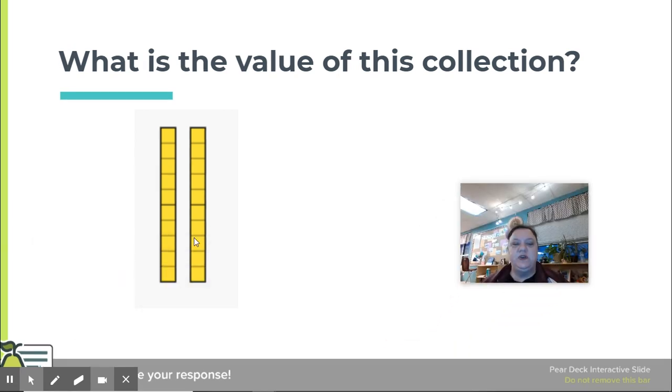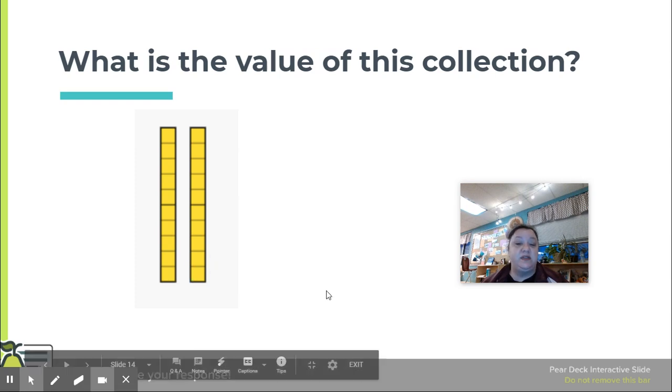What's the value of this? We've got 2 of the strips. We know we're counting them as tenths, so we have 2 tenths.